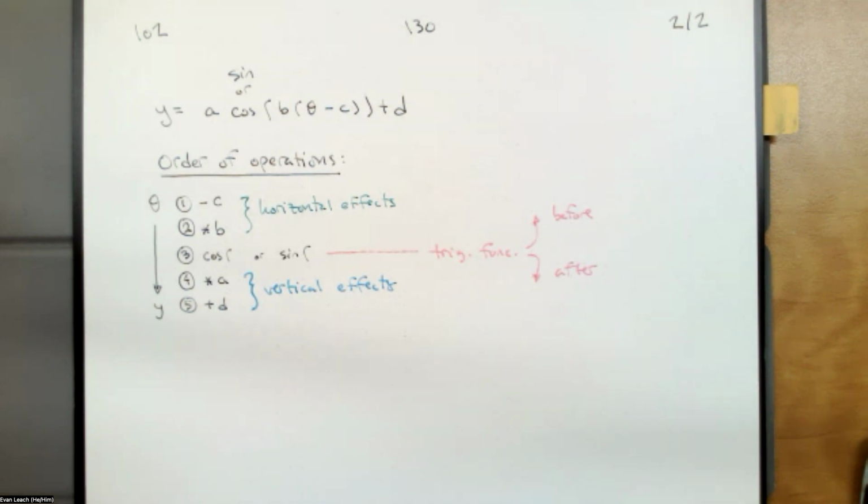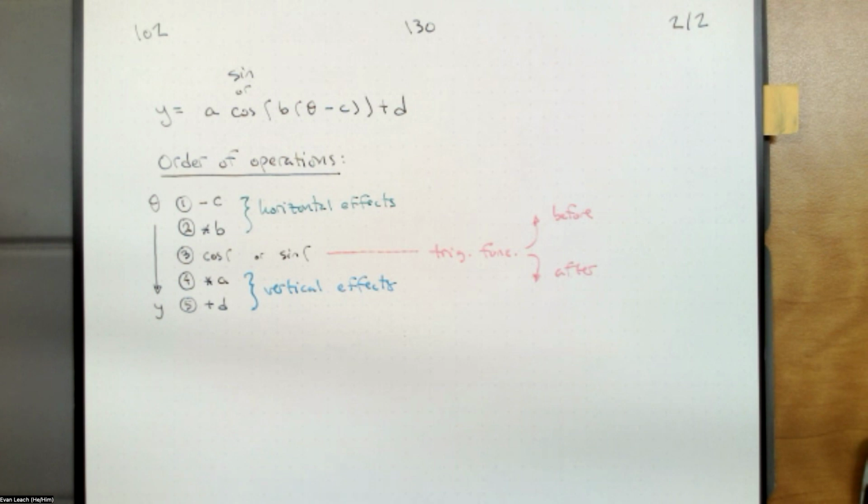Another thing that some of you pointed out was that the horizontal ones felt backwards. When it said plus C, things went to the left. When it said minus C, things went to the right. That feels backwards. Not all of you noticed that it felt backwards, but some of you did.